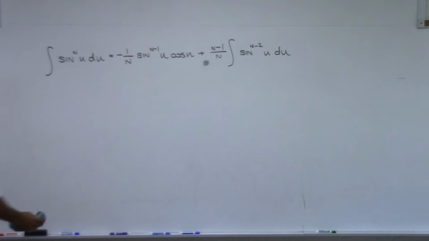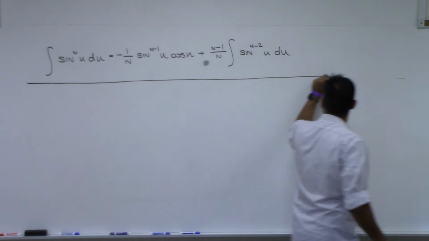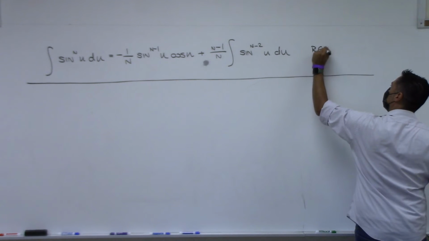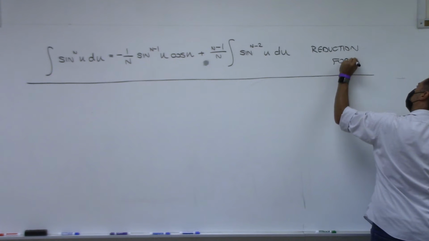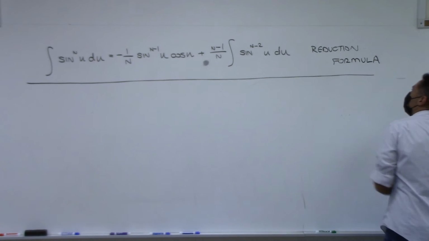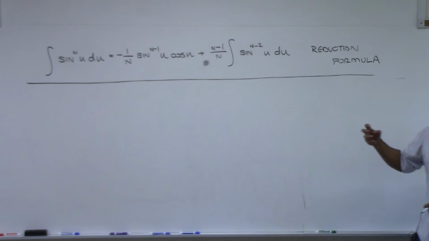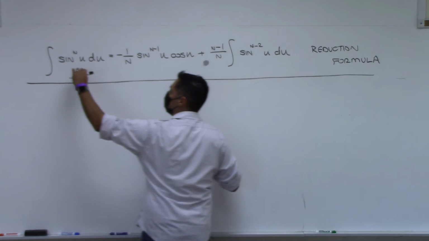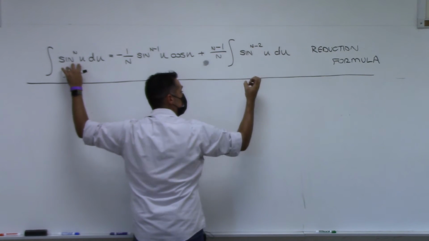Now, where does the formula come from? Let's see if we can figure out where this formula comes from. This is called a reduction formula, a reduction because it's reducing the power on the sine each time. Your original integral has sine to the n. Your new integral is sine to the n minus 2. So there's been a reduction of the power.